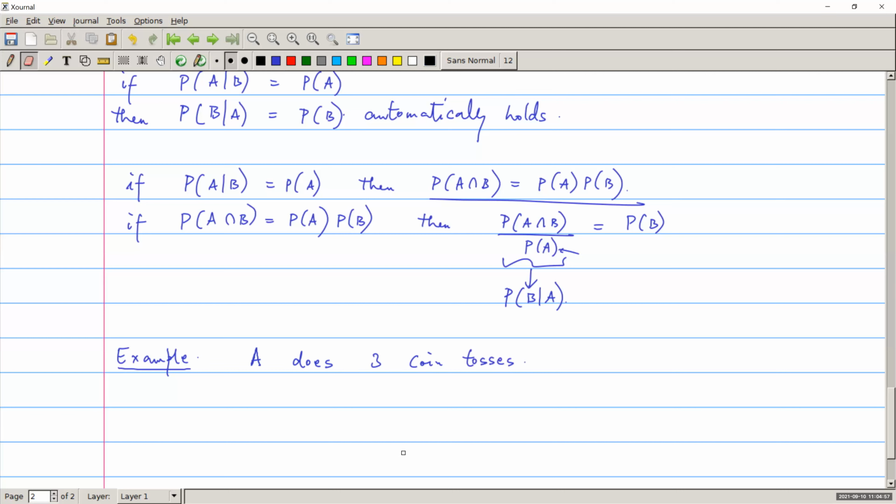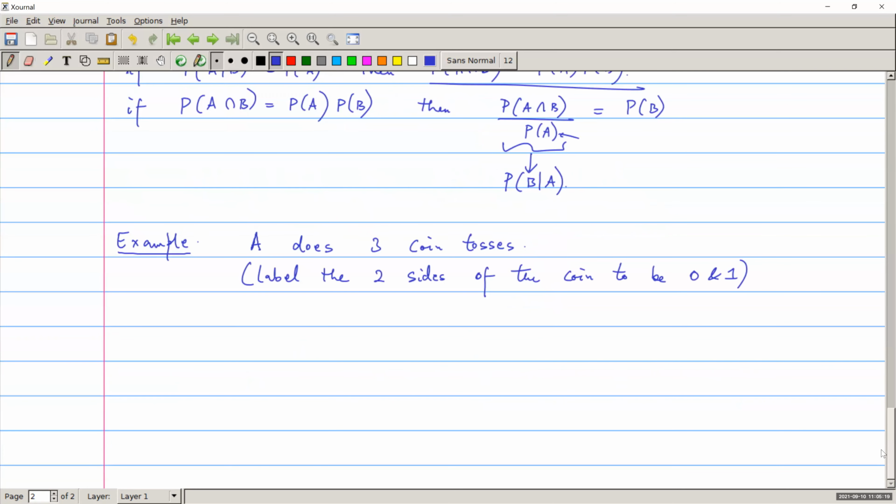Okay, and we label the two sides of the coin to be 0 and 1. So, three coin tosses one after another. So this is the experiment. What are all the outcomes that could come out of this? What would be our universe?